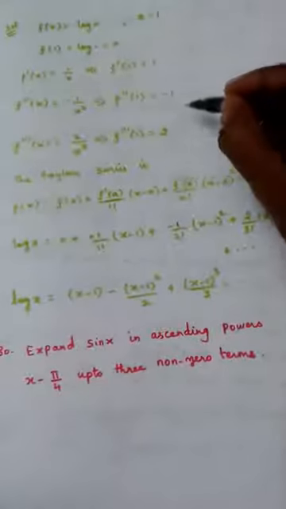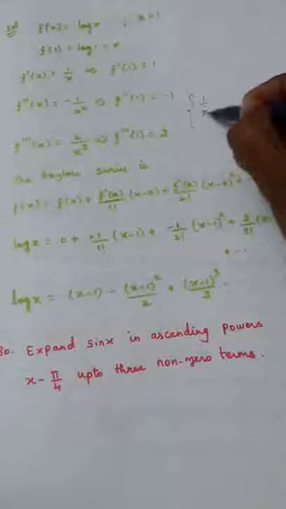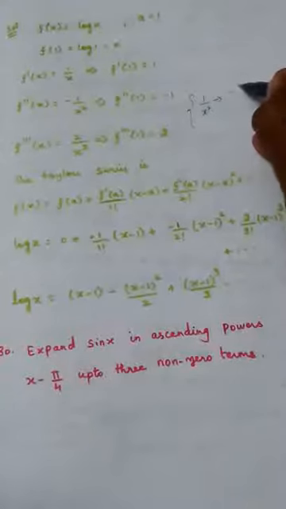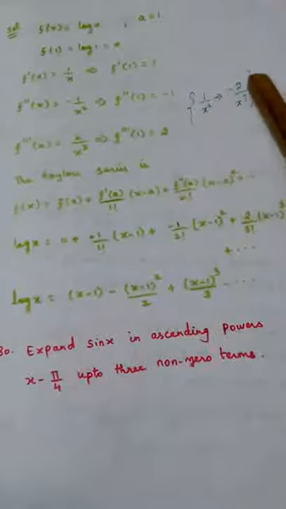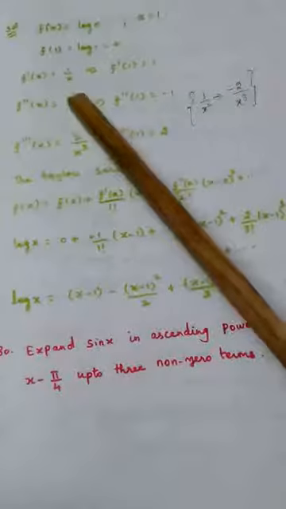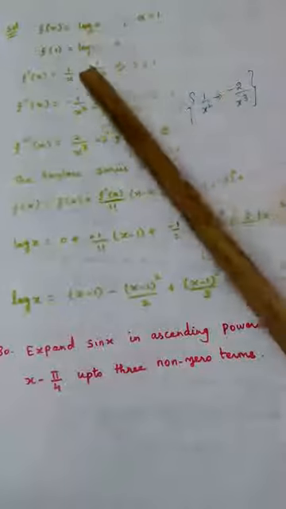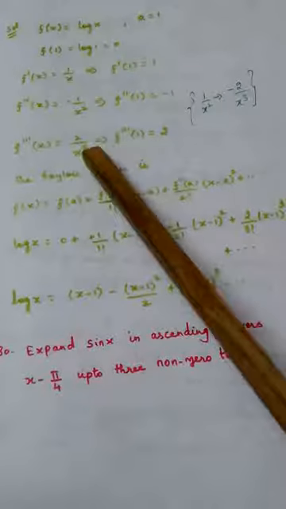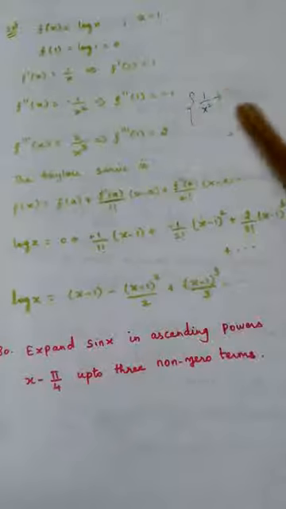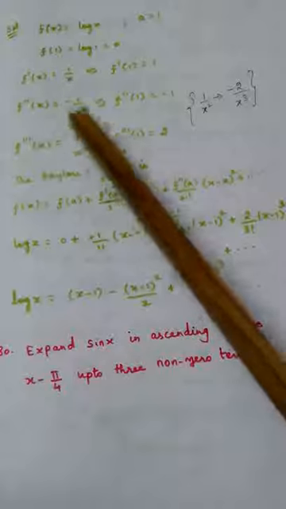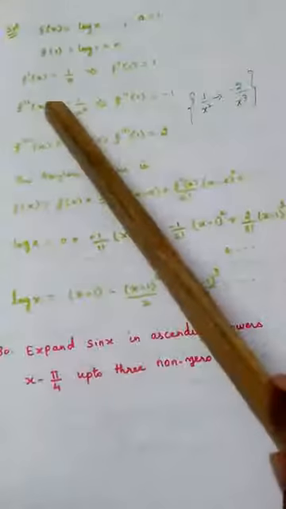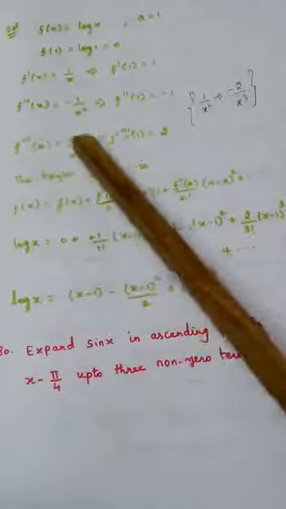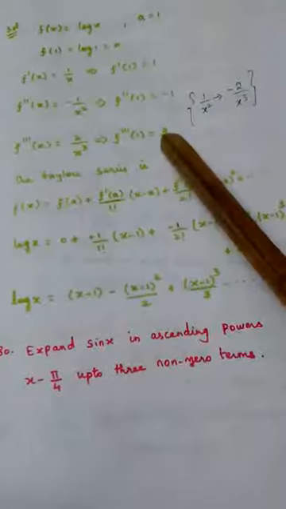The differentiation, I'll write the answer here. The differentiation of 1 by x square, the answer is minus 2 by x cube. But one more minus we are having, so minus and minus will become plus. So we are writing plus 2 by x cube. Compare this: differentiation of 1 by x square, minus sign comes, so minus and minus plus, so 2 by x cube. Replace x by 1, so answer is 2.